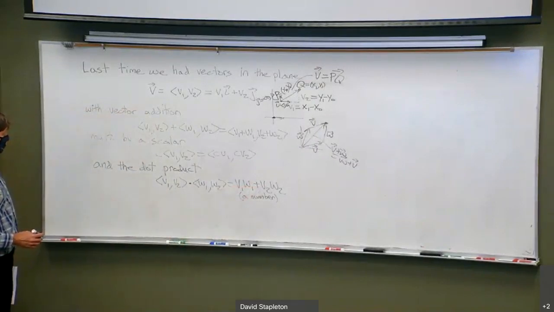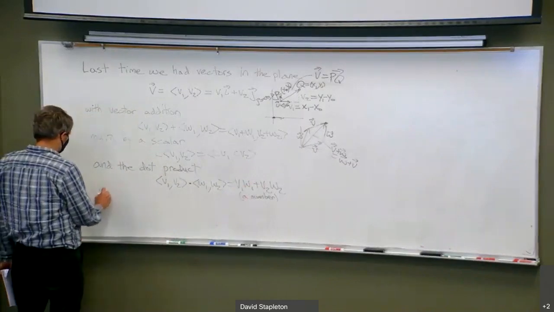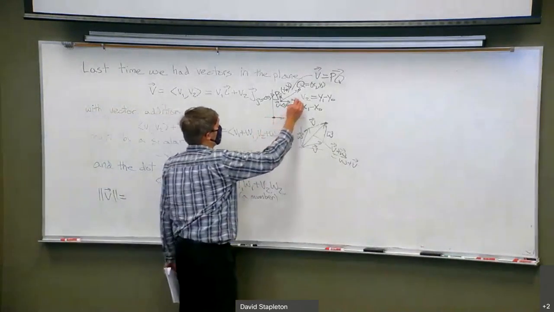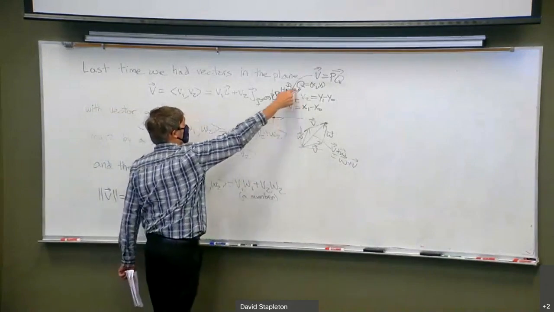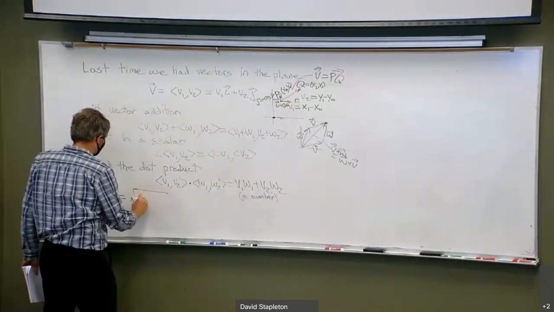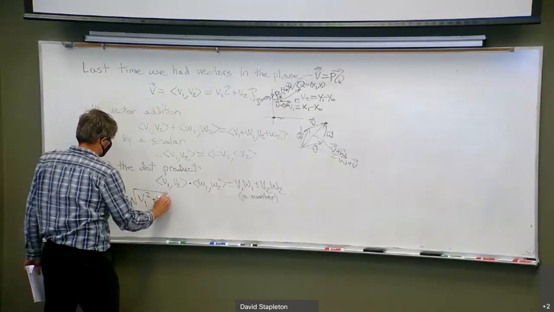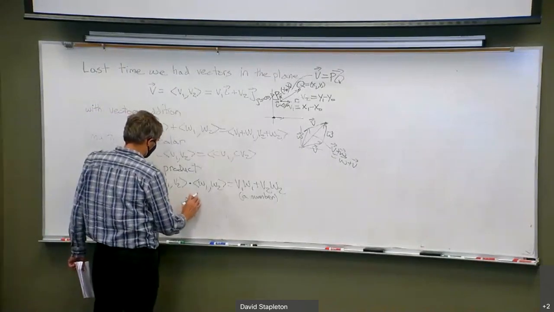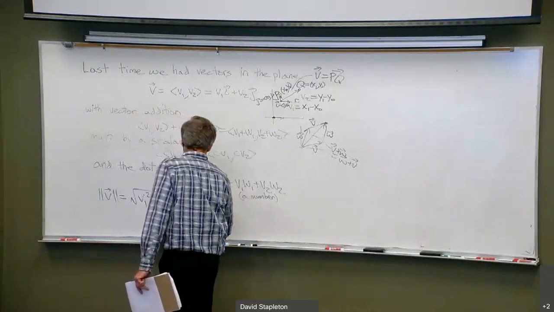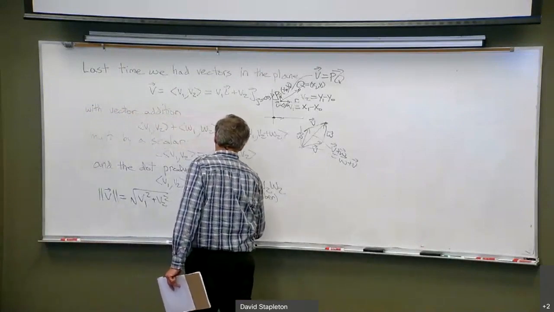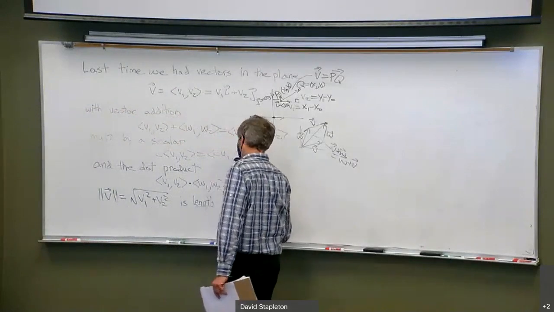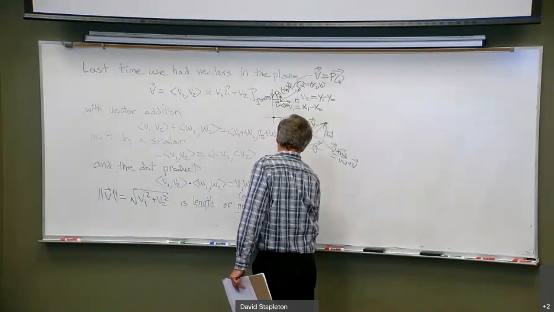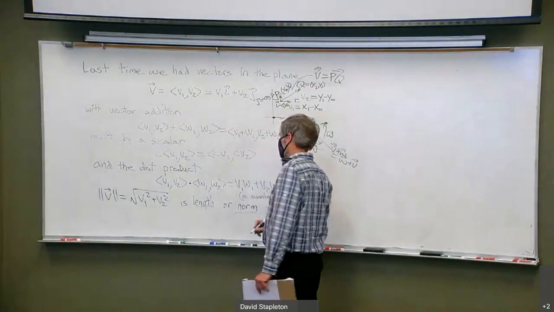So then we also had the length of a vector V, which is the length of the line segment that it is. You use the Pythagorean theorem here, and the length is just the square root of V1 squared plus V2 squared. This is also called the norm of the vector, so you'll see that terminology too. So this is length, or norm, or magnitude is another word, of a vector V. All right, so it's a lot of review.